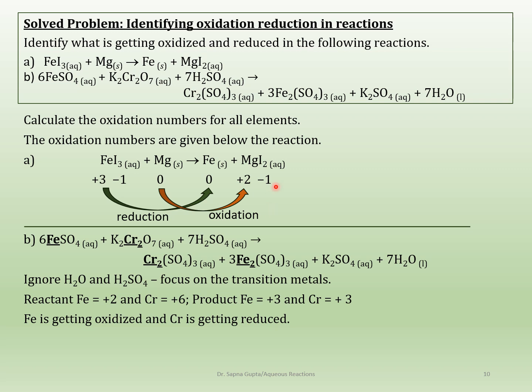Okay, and you can see nothing happened to the iodide. It just stayed at -1, and this happens. Sometimes reactions may not be redox reactions, and some elements don't change, they just remain the same. So what is happening is that iron is getting reduced and magnesium is getting oxidized.